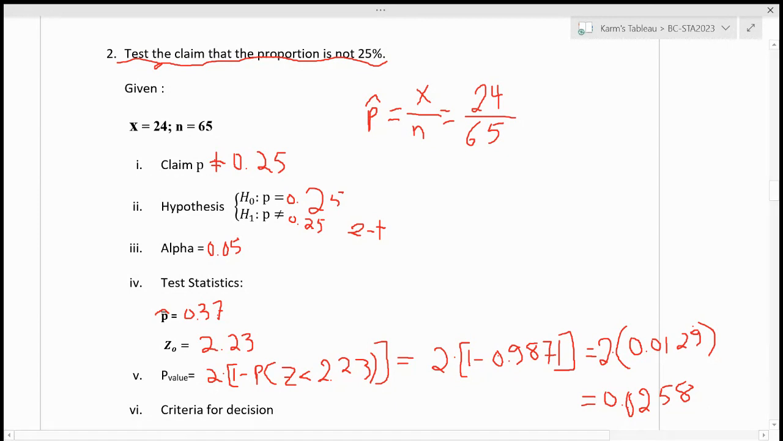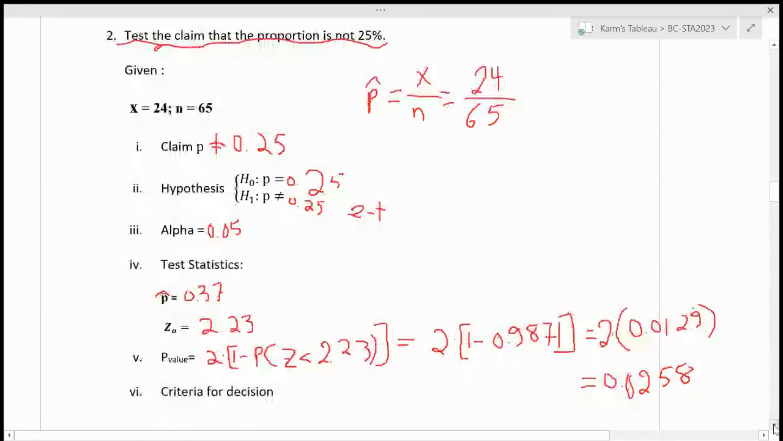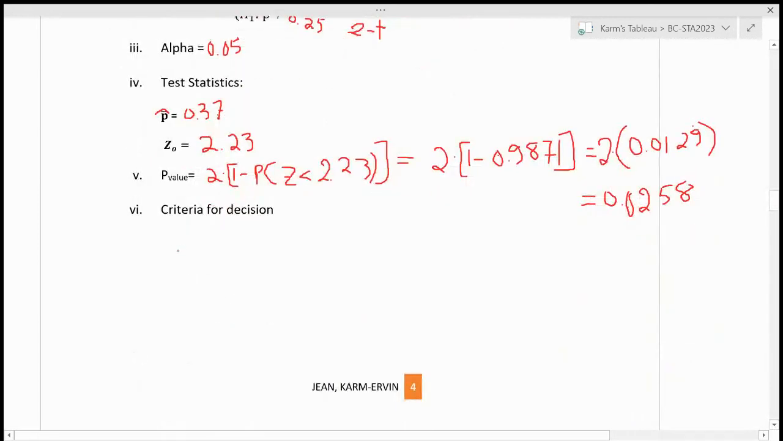Now, the next step is to compare with alpha. So we have 0.0258, and alpha is 0.05.